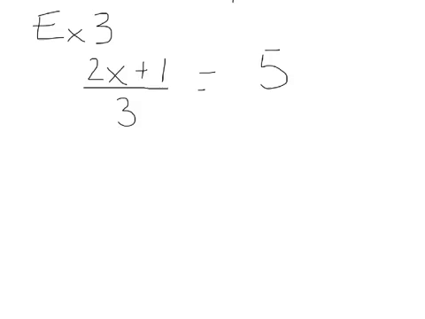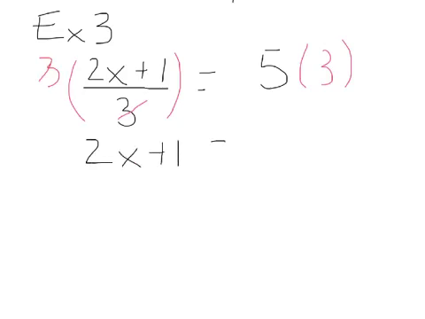So I know that if I multiply my left side by 3, if I multiply all of this by 3, my 3's will cancel out. And I can do this as long as I recall what I do to one side, I always do to the other. So I have to multiply my right side by 3 as well. Let's clean this up. I'm left with 2x plus 1 is equal to 15.